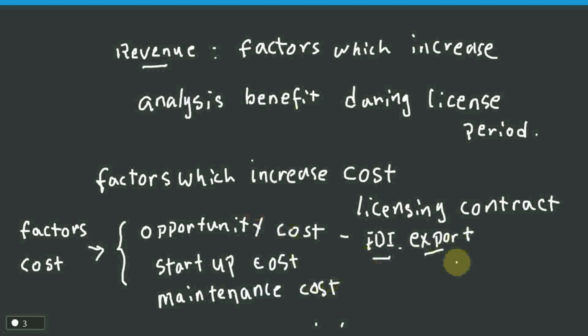So we have reviewed two aspects just now. One aspect is the factors which increase the profit, and the other was the contrary: the factors which increase cost. So next we will see the advantages and disadvantages of this licensing contract. Okay, let's go to the next.